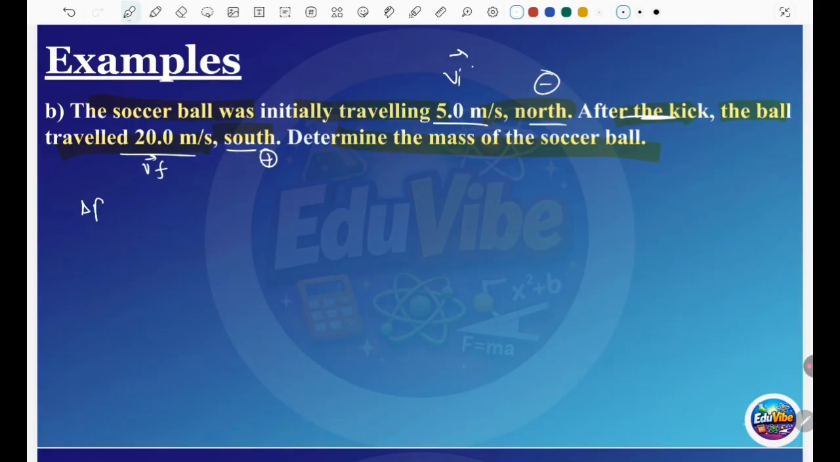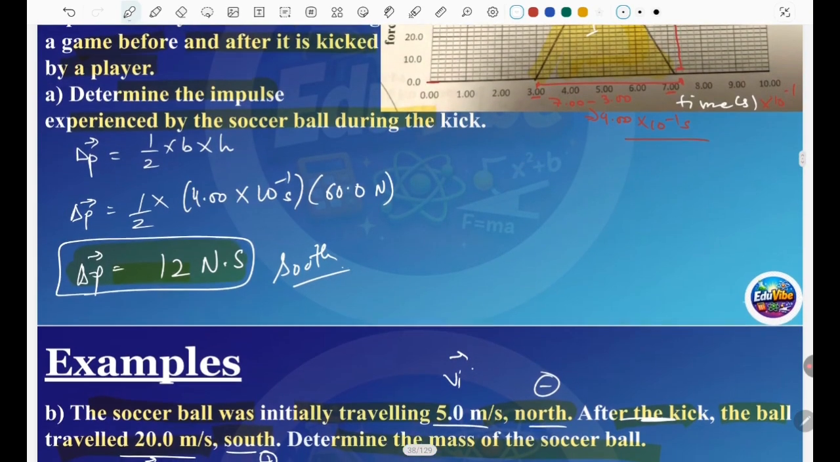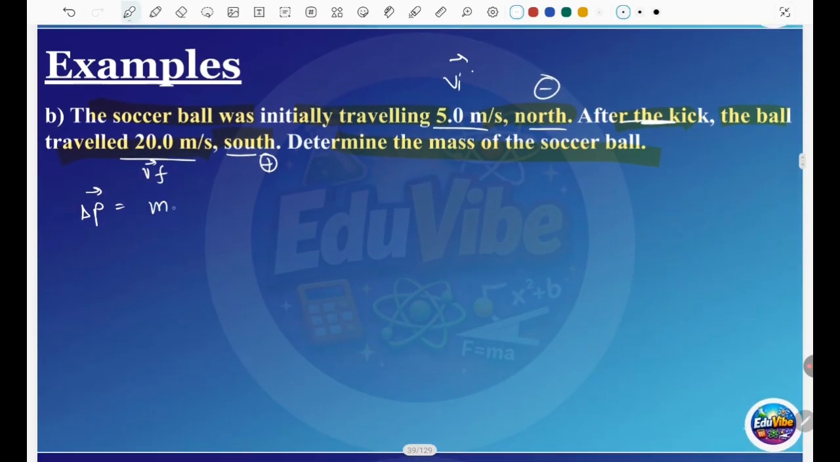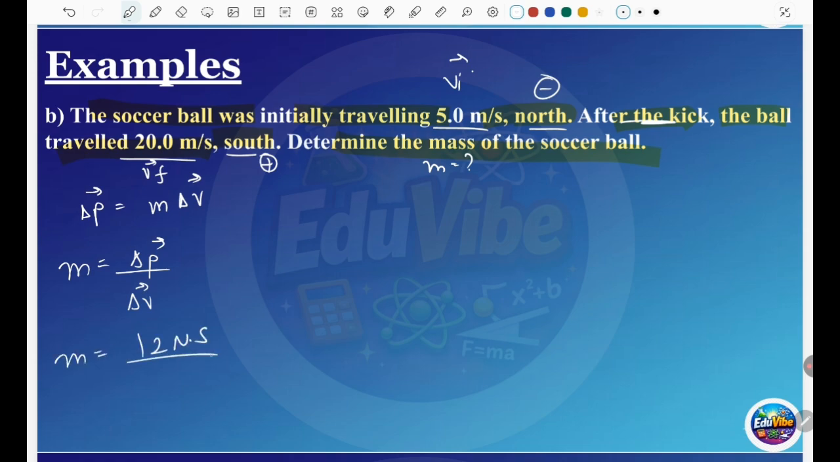Now you have the initial and final velocities, so you have a change in momentum too. So we have mass times delta V, and we have to find the mass from here. To find mass, we isolate the mass. We get change in momentum over delta V. So mass is equal to change in momentum, which is 12 newton seconds, over delta V. You found in part A that delta V is Vf minus Vi.